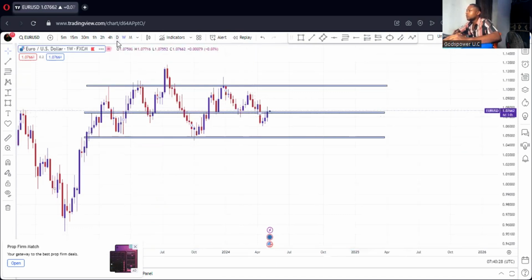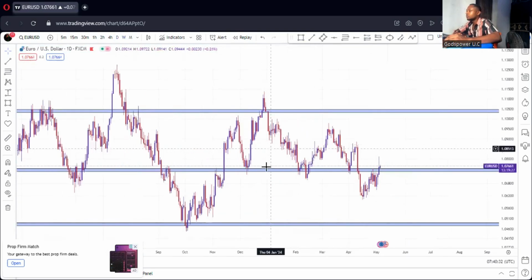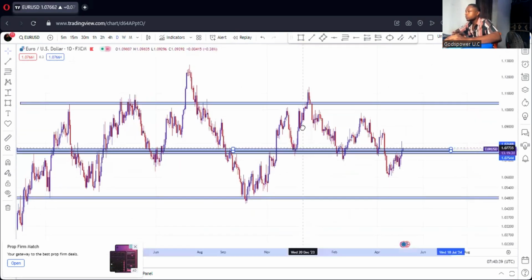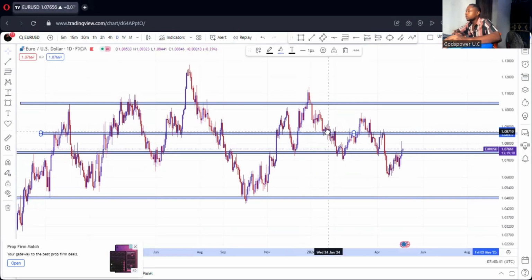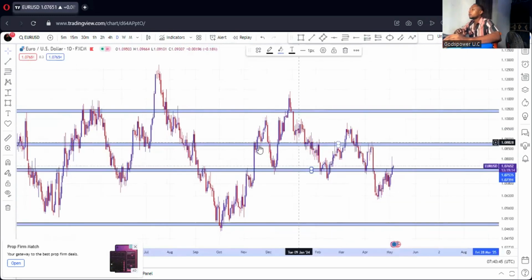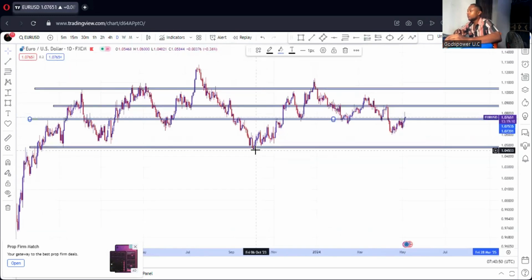So let's go to the daily. Let's see. I'll try putting the zone around here. Yeah, there's also a zone around here, right? So this is the overall lookout.